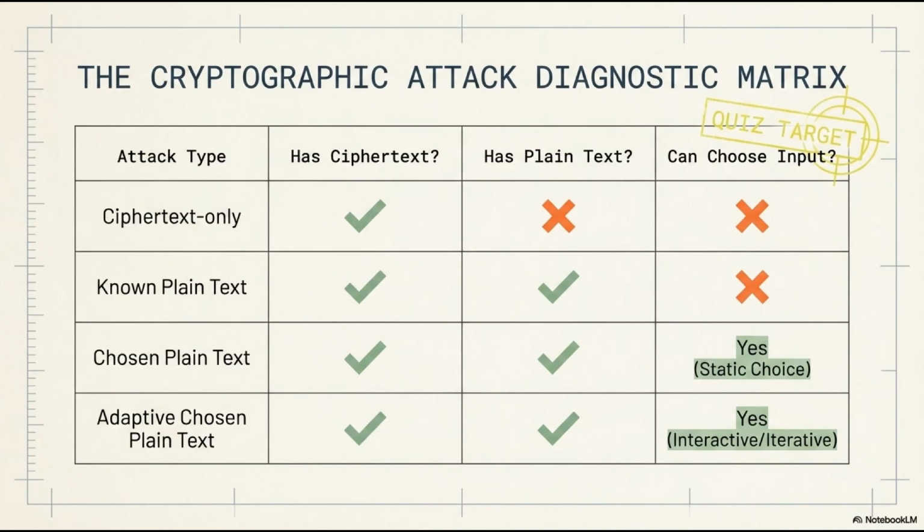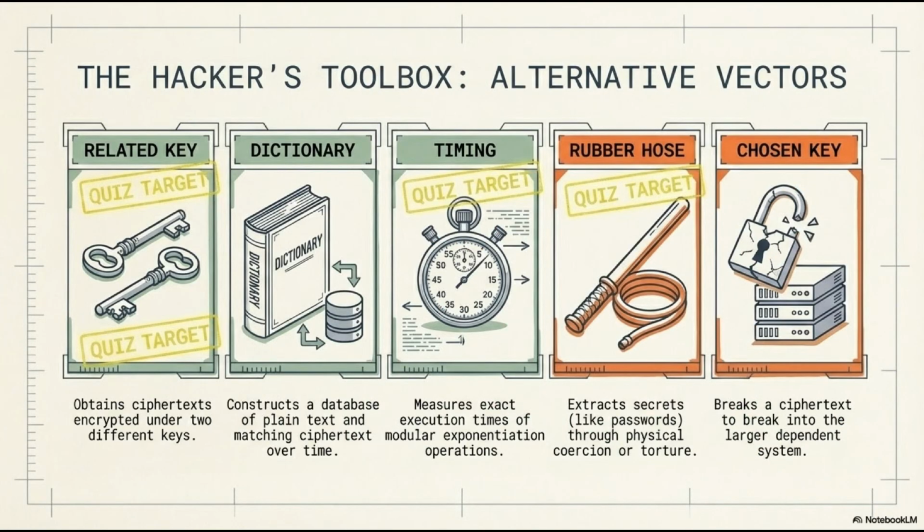But hackers have other tricks, which brings us to slide 11, the hacker's toolbox, alternative vectors. Right, these don't fit neatly into that matrix. The slide lists 5 alternative methods. First is the related key attack. That's where they obtain ciphertext encrypted under 2 different keys. Next is the dictionary attack, right? Yeah, that involves constructing a massive database of plain text and matching ciphertext over time, trading time for memory. Then there's the timing attack.